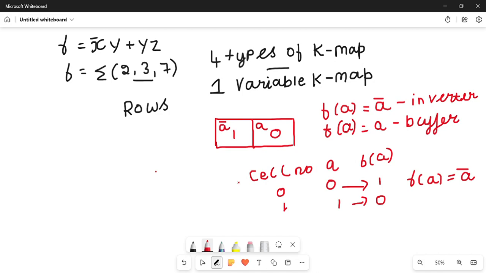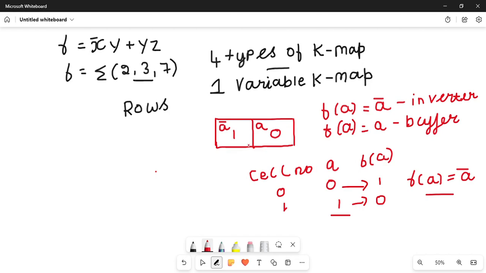we are going to consider f of a is equal to a bar, which is an inverter, and we are going to consider that a is equal to 0 and 1. If a is equal to 0, when you apply it to an inverter, it becomes equal to 1. If a is equal to 1, when you apply it to an inverter, it will become equal to 0. So that is the truth table for f of a is equal to a bar, and that is what has been written in the form of a Karnaugh map.